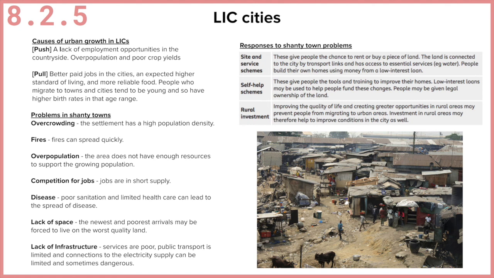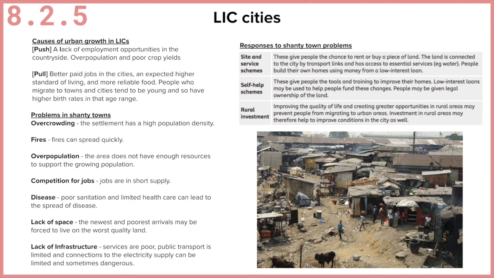The second way is through self-help schemes. So this is giving the people the tools and the training to improve their shantytown homes. That would be taking this home, for example, giving them some tools, giving them a small loan so they can use proper materials to rebuild that home safely. And they would also be given the legal ownership, the legal right to be on that land.